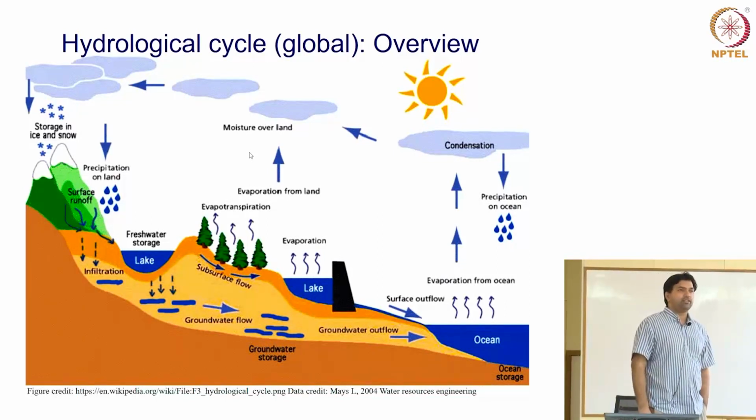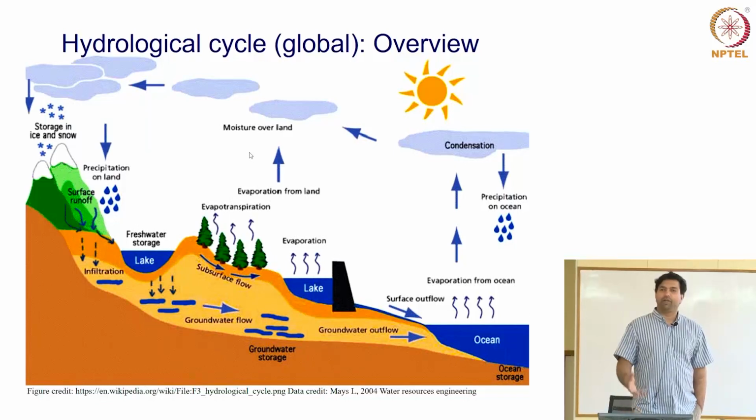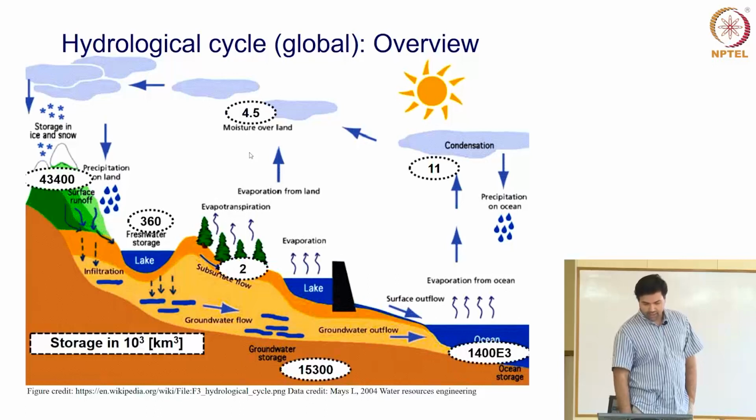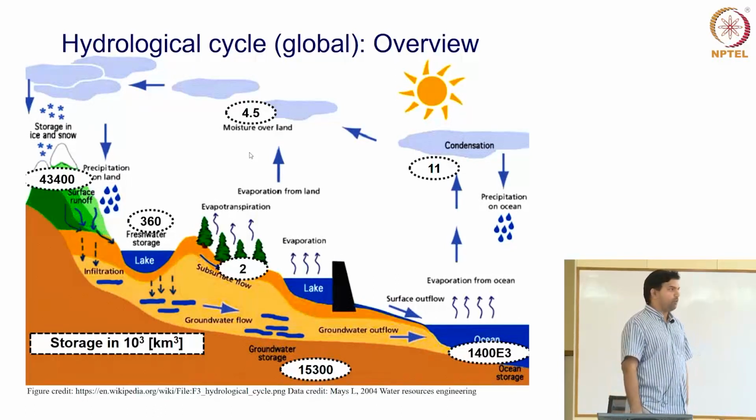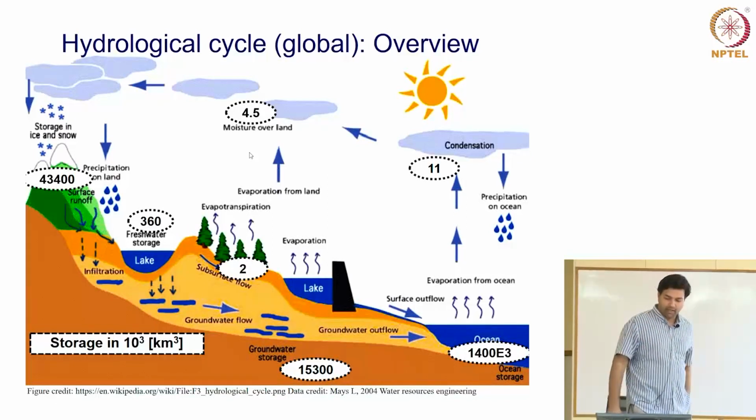Now the question is, at what time scales are these happening, or what are the magnitudes of flows and what are the magnitudes of storages? Can we put some numbers on this and see what happens? So let's see in terms of storages. Let's say this is on an annual time scale, and let's say we have steady state, like interannual variability is low. So on average, we want to see how much water is stored in different portions of the hydrological cycle.